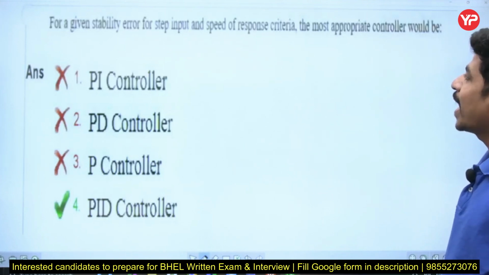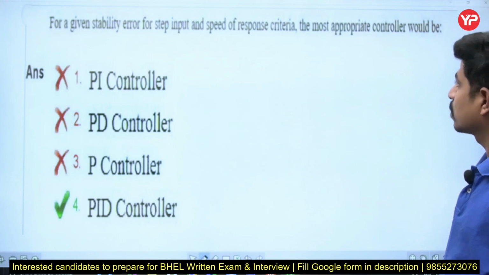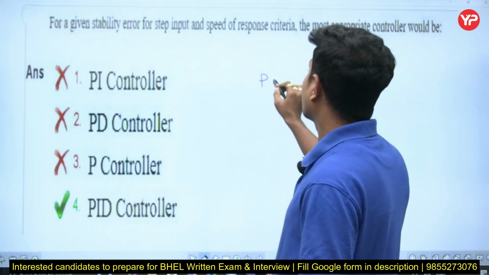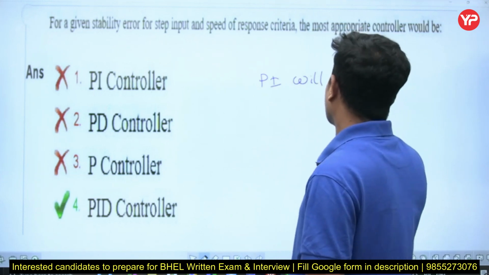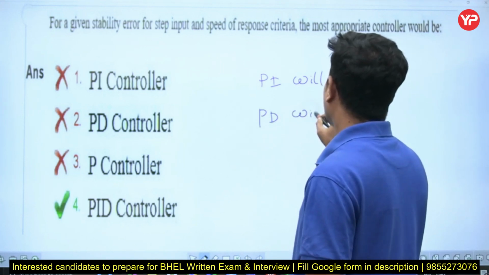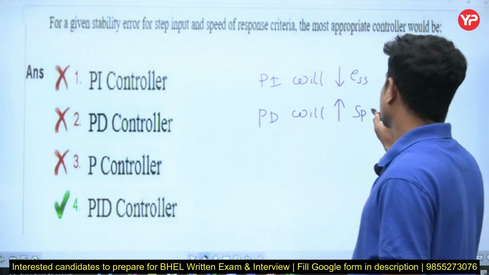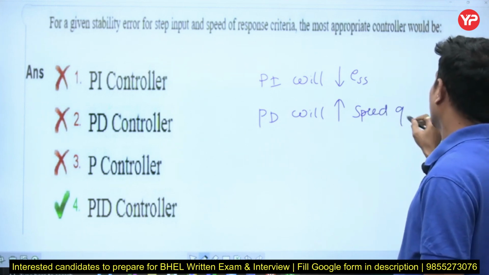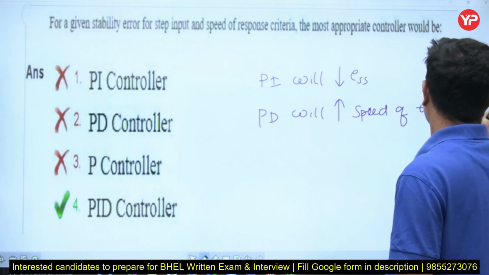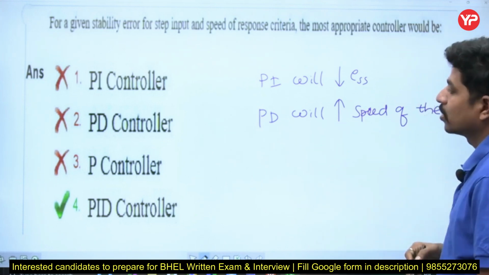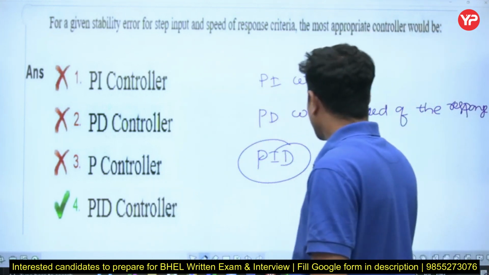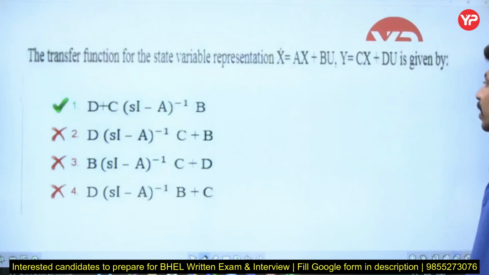For a given steady state error for step input and speed of response criteria, the most appropriate controller would be, yes. See, PI controller will reduce steady state error. PD controller will increase the speed of the response, right? Now, but he is asking for both, so obviously we have to go for PID controller. Both can be done by what? PID controller, right? Let's go to the next question.